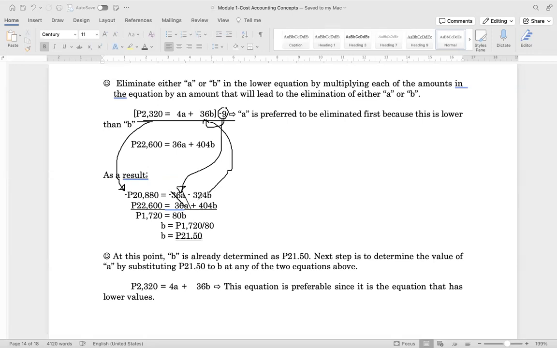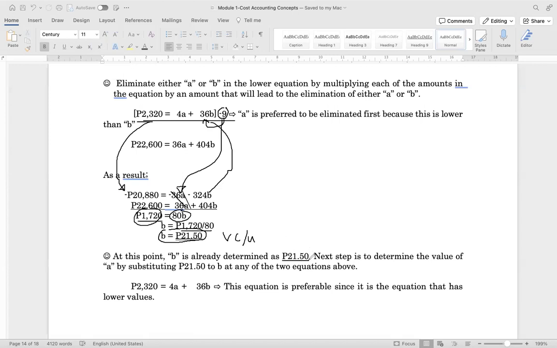You can also reduce 404 by 324 to get 80b, and 22,600 deducted by 20,880 to get 1,720. So we can now compute b. So 1,720 divided by 80. So b, that is your variable cost per unit, is 21.5. At this point, b is already determined.